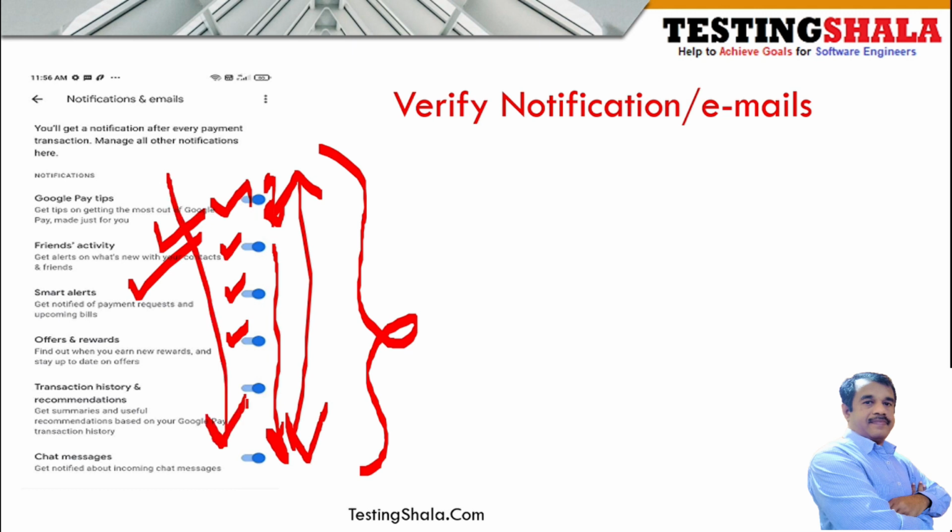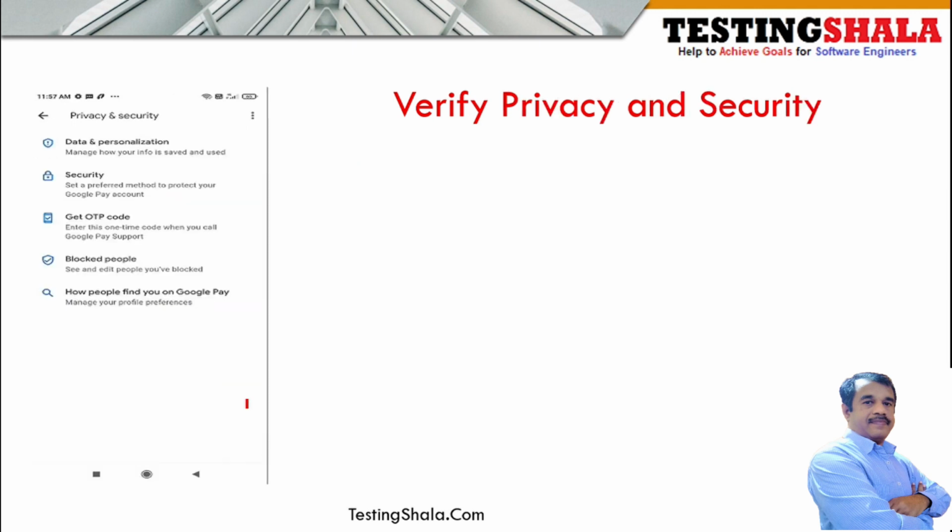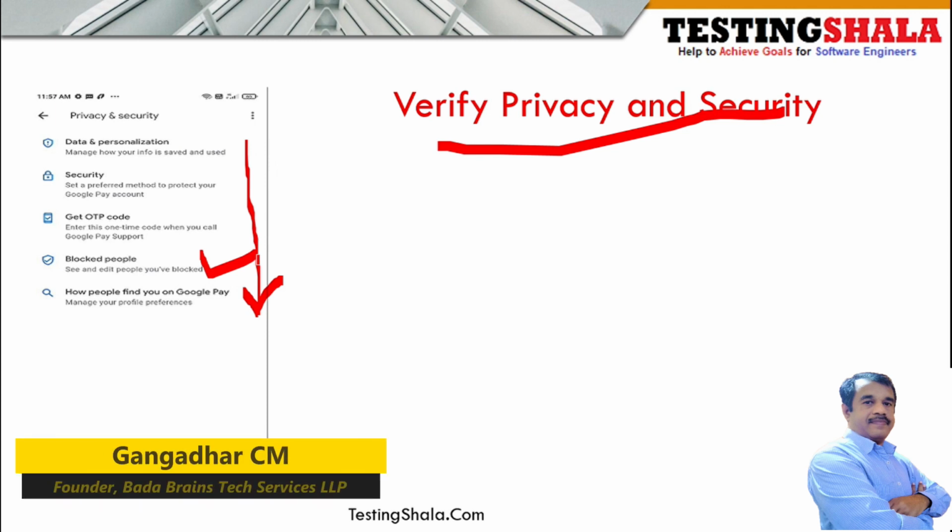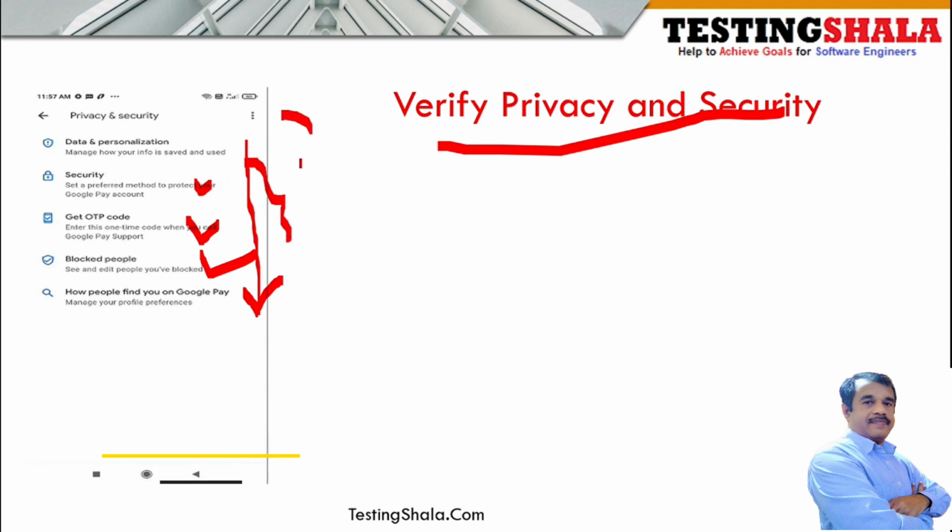And also there is one more tab which is privacy and security. Again, in privacy and security, you can block people as well, and you can get an OTP code as well. You can protect your Google Pay by putting the right security and so on. There are various sub features also available under this privacy and security feature. Then you should ensure that all these features work as expected.